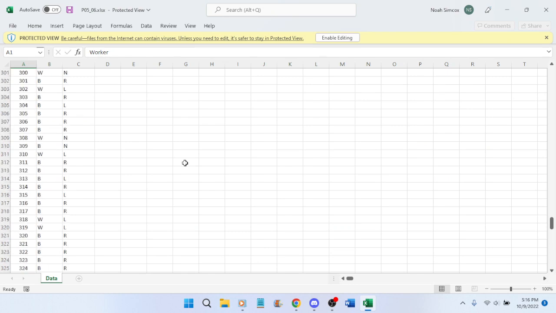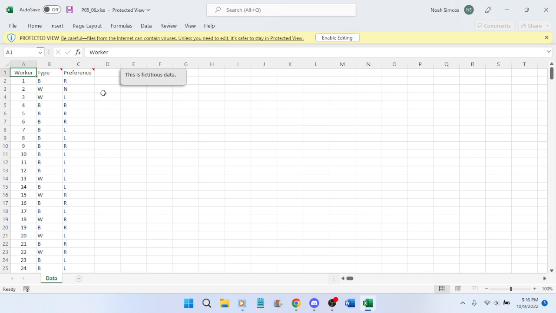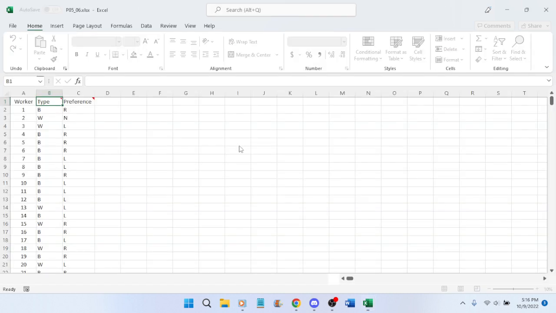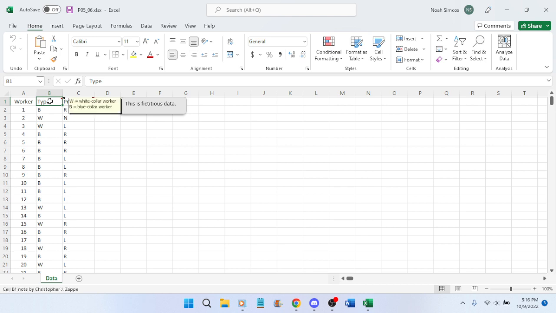B and W, L and R. And what does B and W stand for? Oh. Light, regular, and no beer.